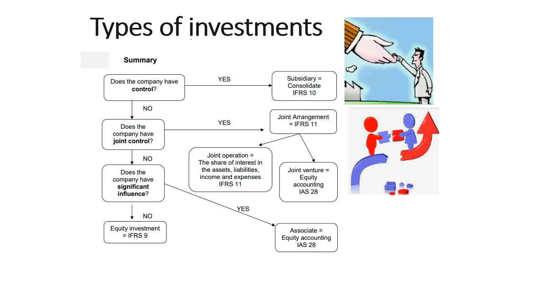If not, then ask yourself, does the company have significant influence? If it does have significant influence, then it will be an associate, which is equity accounted for. Please take note that joint ventures and associates, you apply IAS 28 on both of them. With joint operation, it is IFRS 11. If the company does not have significant influence, that would mean it's an equity investment, which is governed by IFRS 9.